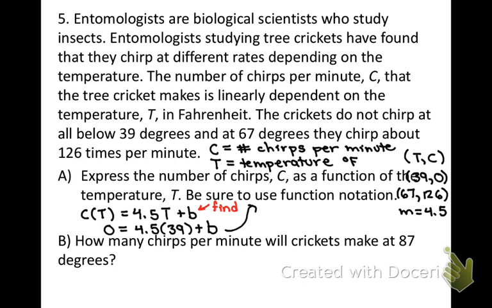This is now going to give me 0 equals 175.5 plus b. And now to get that b by itself, we're subtracting 175.5 from both sides. And we're going to find that negative 175.5 is my b value. So I've got all the pieces I need. Let's put them together.